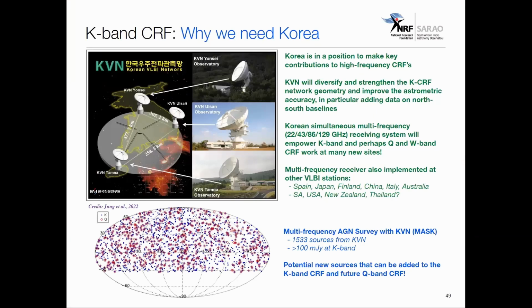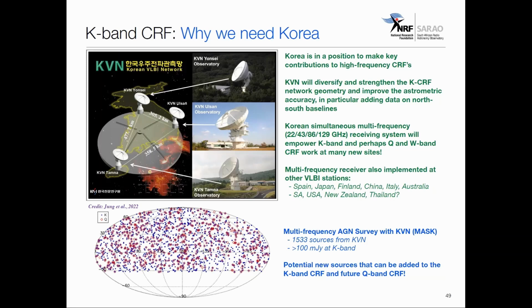Okay, and then why we need Korea. So yes, we know that Korea is in a position to make key contributions to high frequency celestial reference framework. We are already doing observations with the KVN, and we are certain that it will further diversify and strengthen the K-band celestial reference frame, not just the network geometry, but also improve the astrometric accuracy. And I talked about the Korean receiving system that is also now being installed at many other sites: Spain, Japan, Finland, China, Italy, Australia, hopefully maybe in future also in South Africa, maybe on the VLBA, in New Zealand, Thailand.